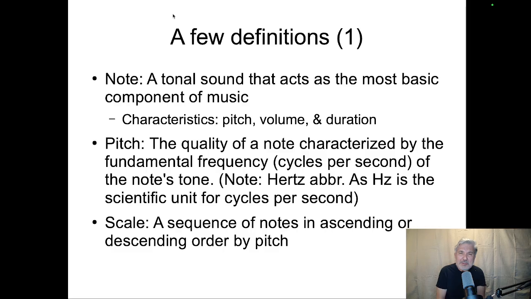There are pitch bends and things like that that produce tones that are in between the regular notes, but the basics are those main notes along the chromatic scale. So let's talk about what a musical note is: it's a tonal sound. It's one of the basic components of music, and it has three main characteristics: pitch, volume, and duration.